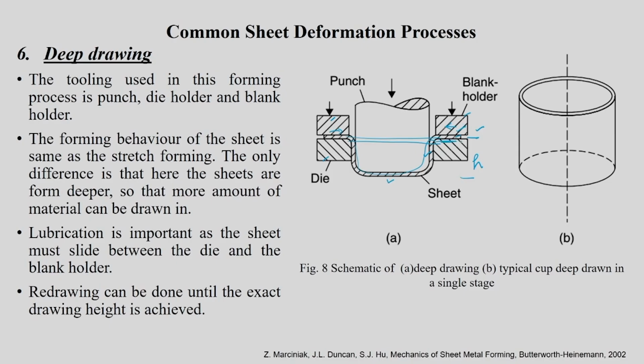So, this portion is called the flange region of the sheet, and this is the cup wall of the sheet, and this is your cup bottom of the sheet. Okay. So, when you speak about deep drawing, the ideal aim is basically to make a full cup like this. There is no flange region here. So, you have to make a full cup in this.